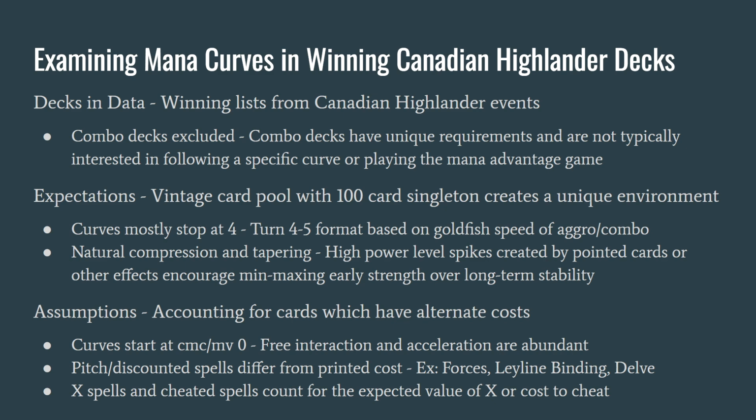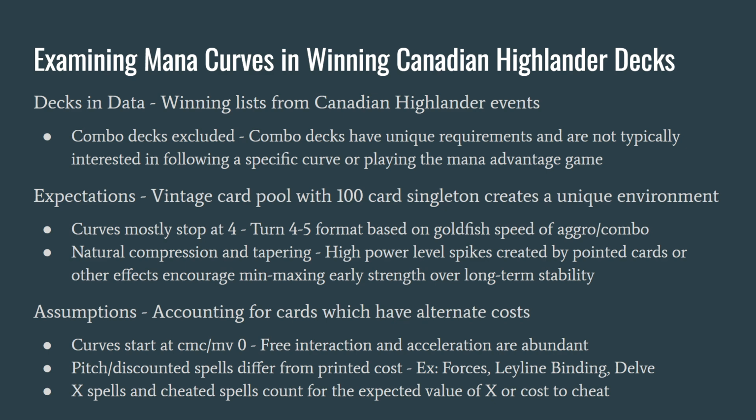Some expectations about the data. Canadian Highlander is a format with a vintage card pool and 100-card singleton, which creates a pretty unique environment. The format is relatively fast. Curves are going to mostly stop at 4. This is because Canadian Highlander really is a turn 4 to 5 format, based on the goldfish speed of aggro decks and combo decks. Most fast combo decks are trying to goldfish you by turn 4. Most fast aggro decks are trying to goldfish you by turn 5.